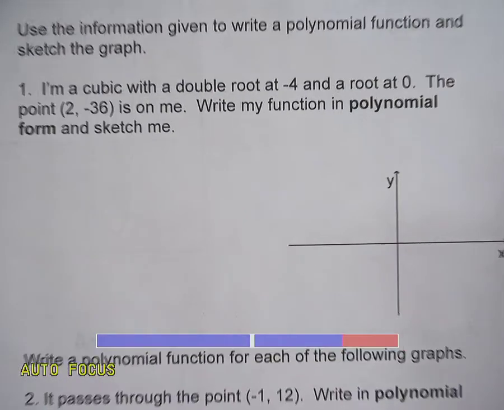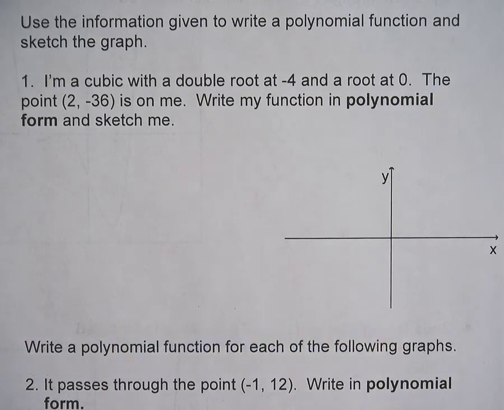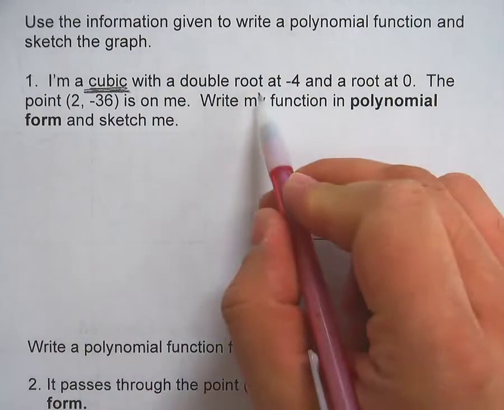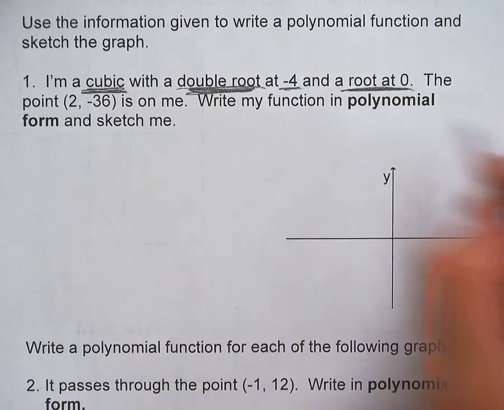We have autonomous polynomials now. I am a cubic with a double root at -4 and a root at 0. The point 2, -36 is on me. Write my function in polynomial form and sketch me. Sketch me! Alright, this is not as difficult as it may seem. I'm going to underline the important bits. I'm a cubic function. I have a double root at -4 and a single root at 0.